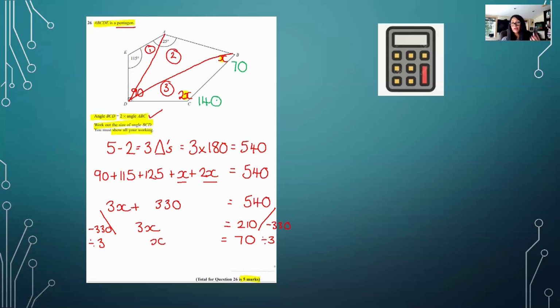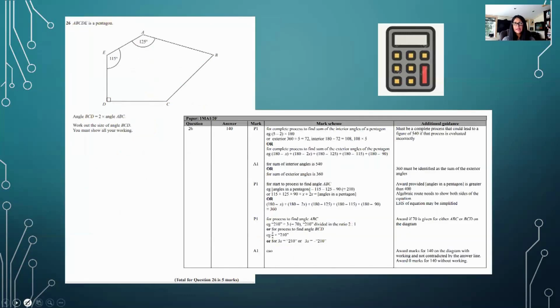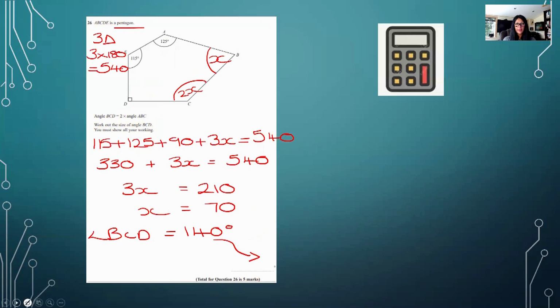Again, there's no reason why you can't use the calculator to do 2 lots of 70. It's amazing the amount of mistakes people make doing things in their head. If you've got the calculator, use it. The question says, work out the size of angle BCD. Well, there it is, 140 degrees. And again, like the previous question, if you have time, go back and put all the calculations into your calculator. This is where you can see the marks. Again, you can pause that and have a look, and again, here's one I did earlier.